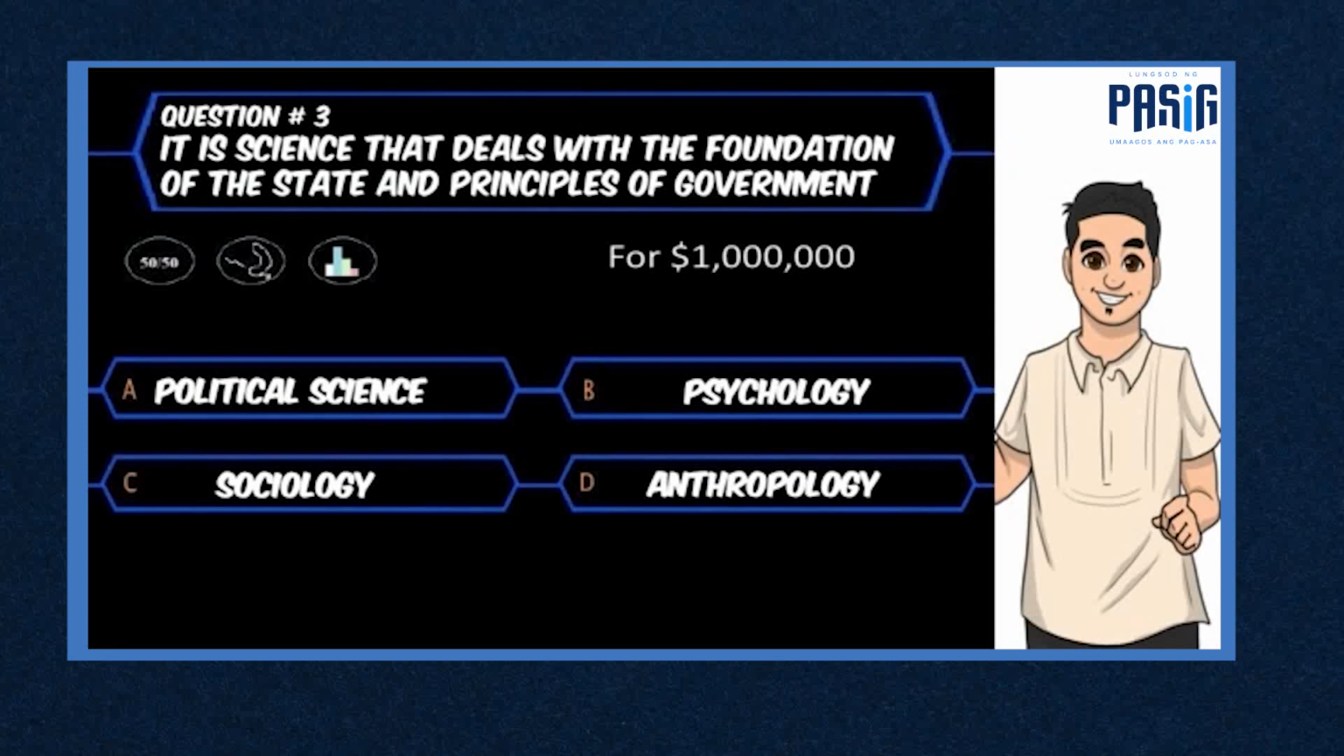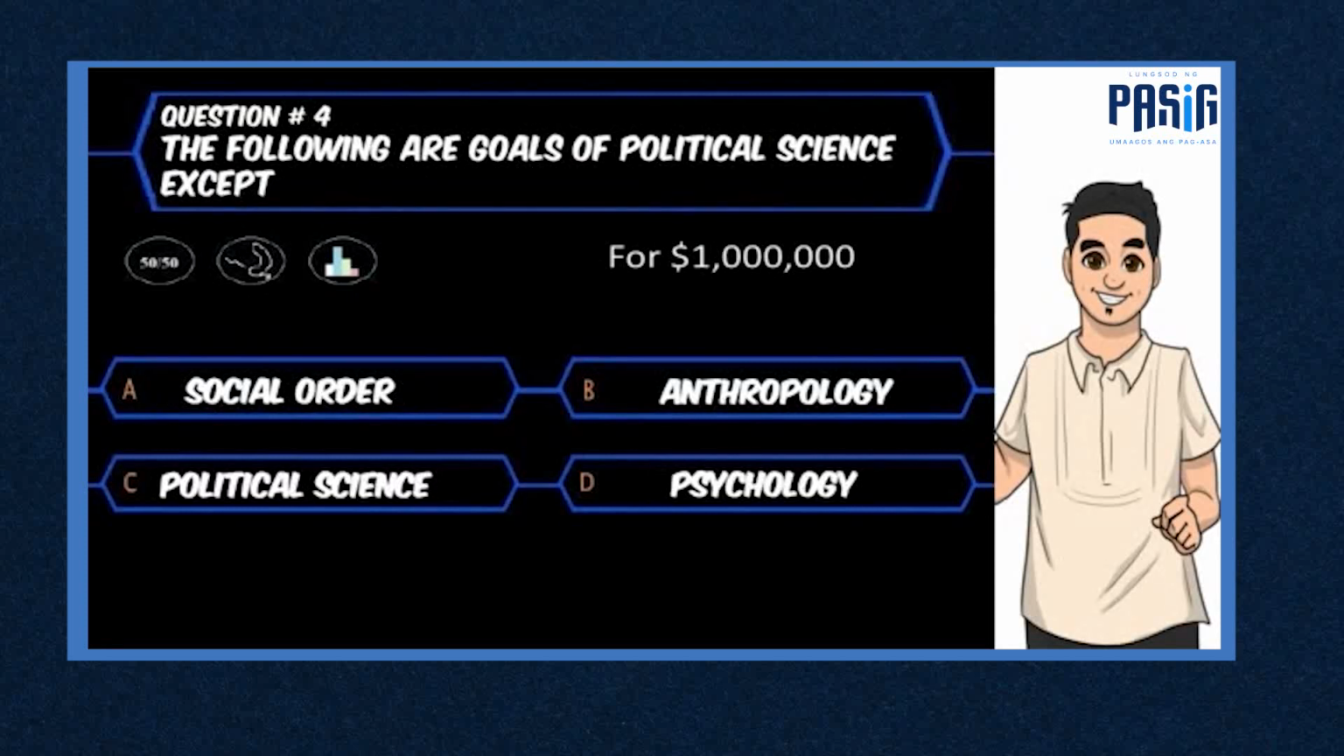Let us proceed to question number 3. It is a science that deals with the foundation of the state and principles of government. The choices are A. Political science, B. Psychology, C. Sociology, and D. Anthropology. The correct answer is A. Political science.